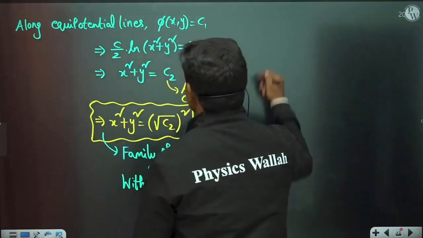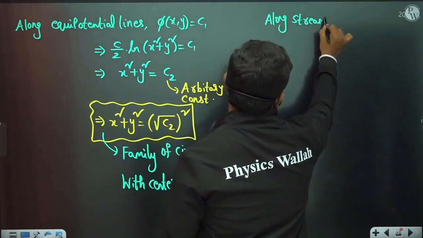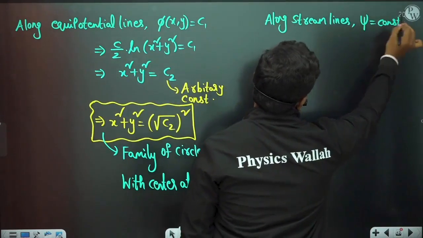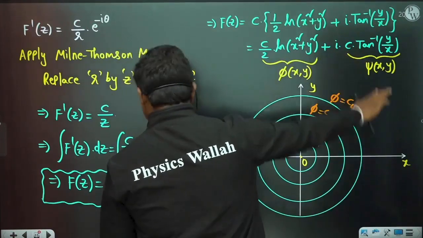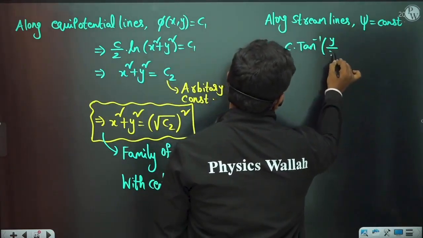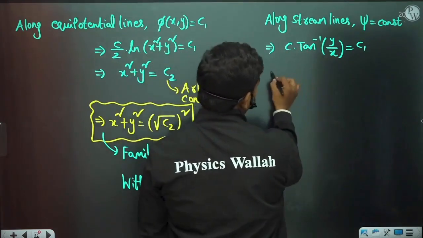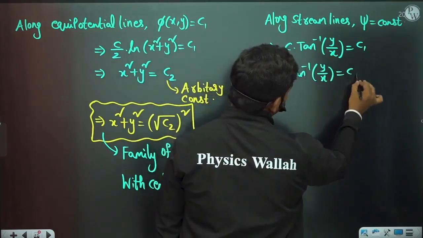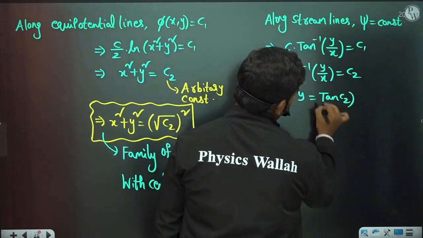Now definitely you know one thing, first streamlines, along streamlines this psi is equal to constant, correct? So whenever psi is constant, what is psi in this case? c times tan inverse y by x is equal to some arbitrary constant, c1 let us say. Then if I divide by c, this is also the case. So tan inverse of y by x is equal to again some arbitrary constant. So this implies y is equal to tan of some arbitrary constant into x is what you have.